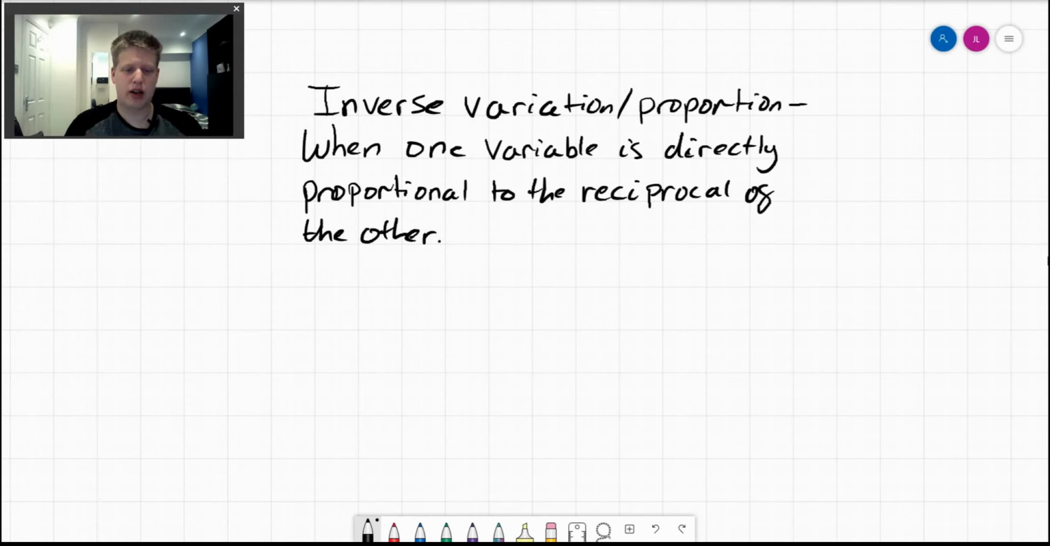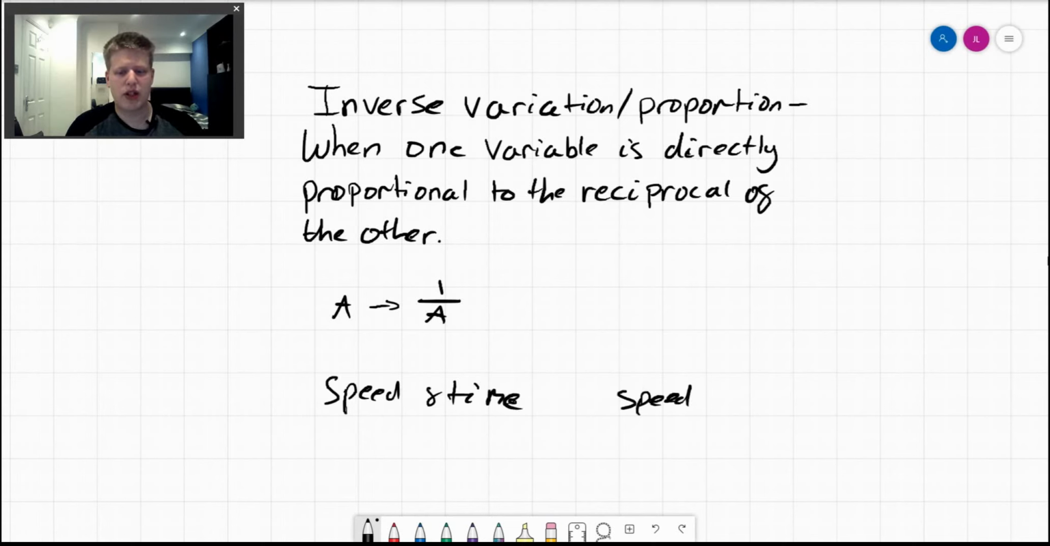Now here's a reminder, if we have a number a, the reciprocal will be 1 over that number. So 1 over a is the reciprocal. Don't think about that like this though. Think of inverse variation being when one thing increases, the other decreases. So for example, speed and time. Because we know that if you increase your speed and you run faster, the time it takes you to run that distance will be less. So speed and time are inversely proportional.